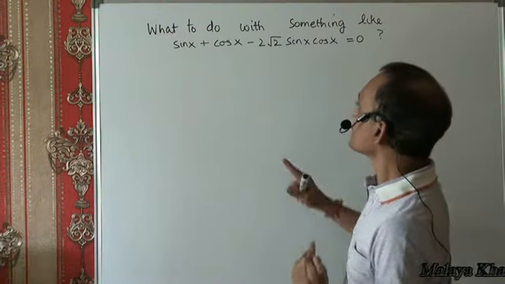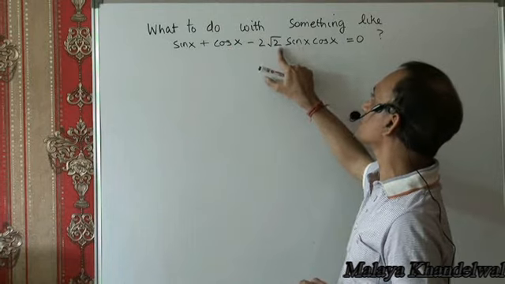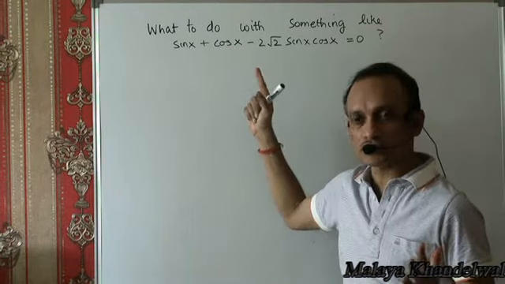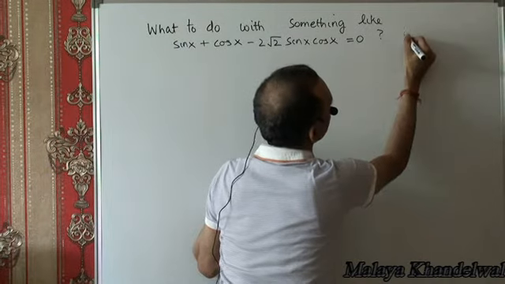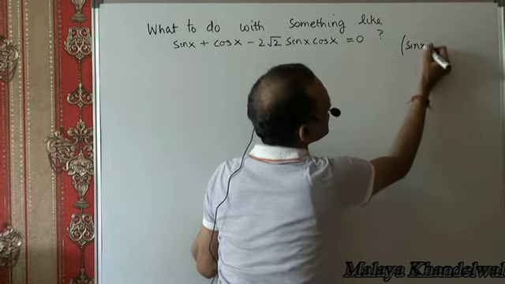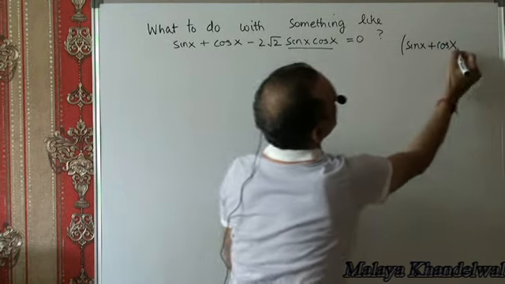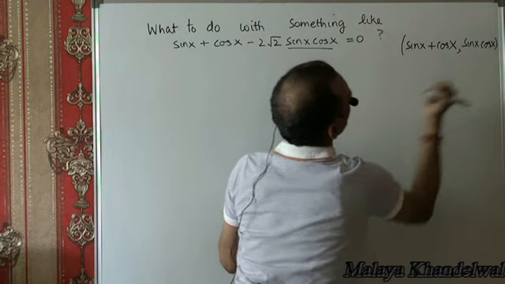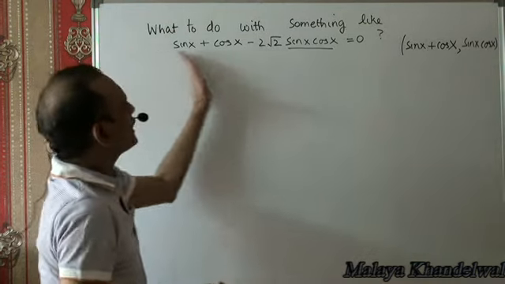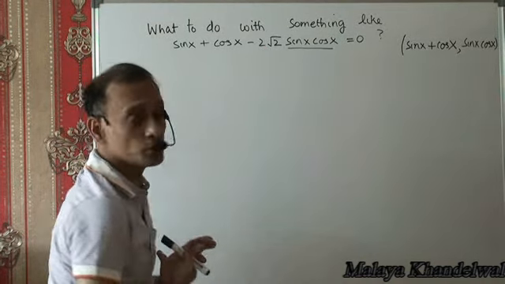There would be times you would encounter something like this: sin x plus cos x minus 2 root 2 sin x cos x equal to 0. That means the expression would involve sin x plus cos x as one entity and sin x cos x as another entity. It's going to be a function of sin x plus cos x and sin x cos x, for example. What do you do with something like this?